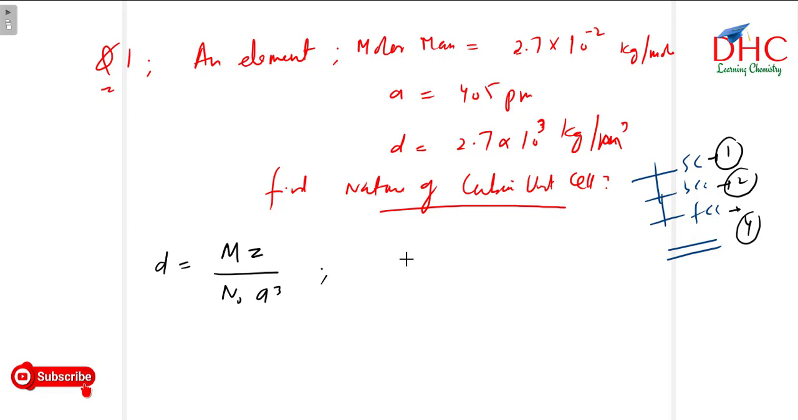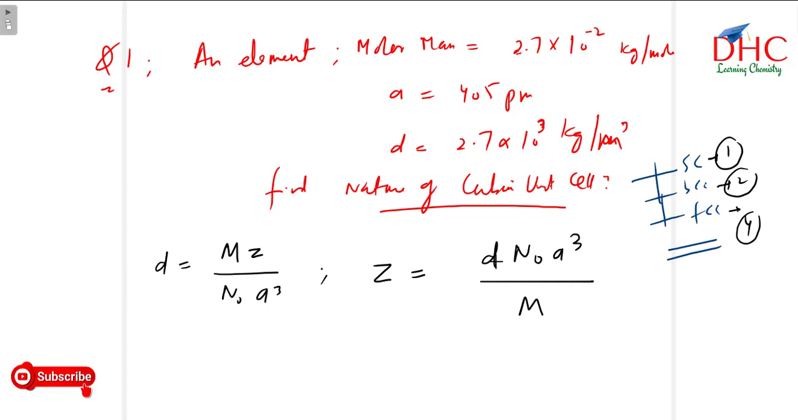So what you can do is find z, that is equal to d into n naught into a cube divided by m. Once you find z, you can find the nature of the unit cell. Now put the values here, all values are given. So z will be equal to, in place of d you can write 2.7 into 10 to power 3.